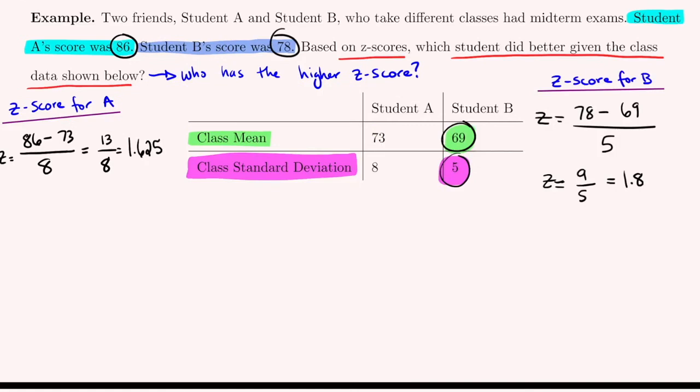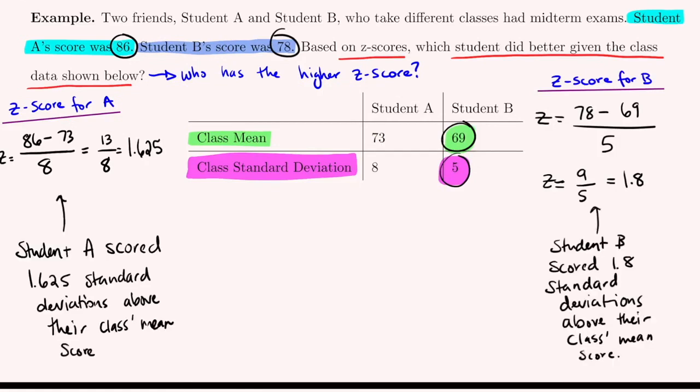Now let's take a moment to write down what this means. So for student A to receive a z-score of 1.625, that would mean that they scored 1.625 standard deviations above their class mean score. And let's contrast that to student B, who had a z-score of 1.8. That means they scored 1.8 standard deviations above their class's average score.